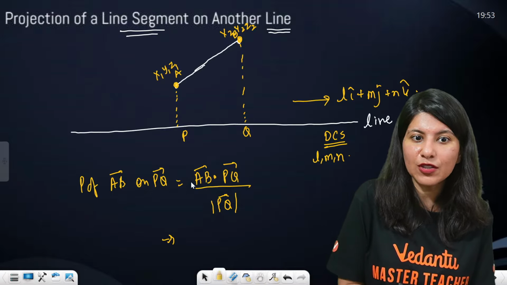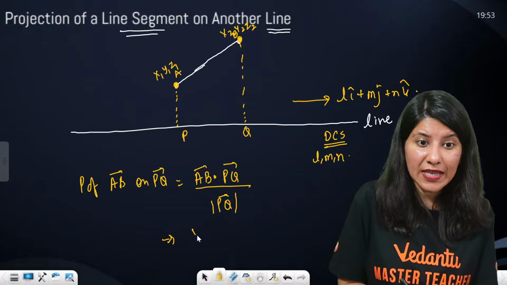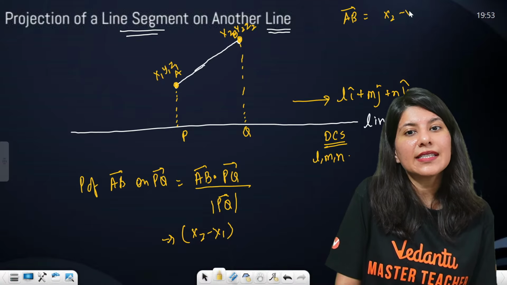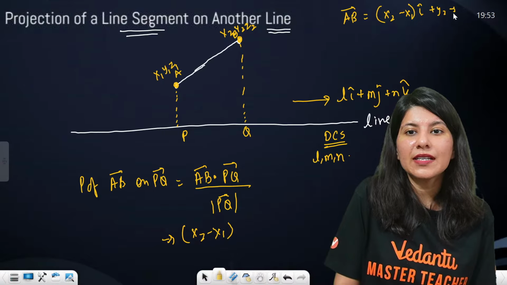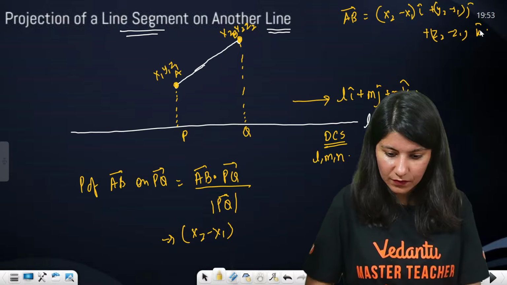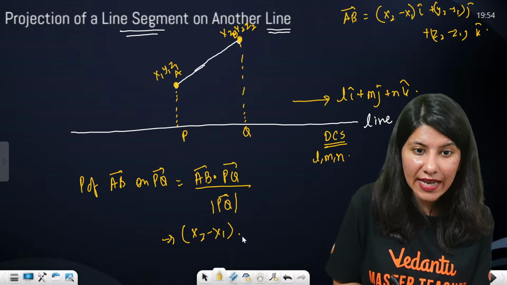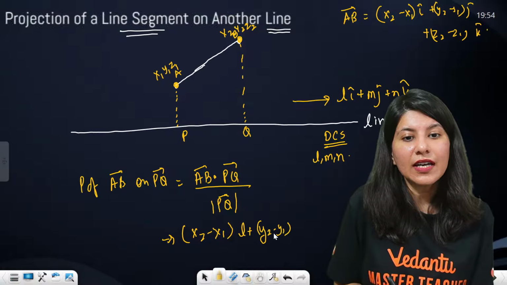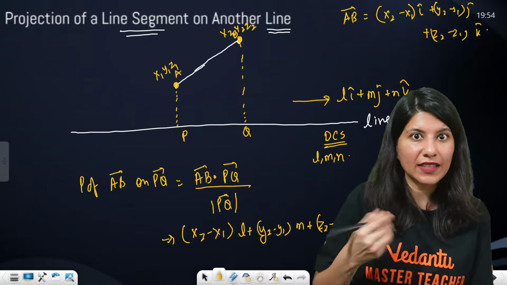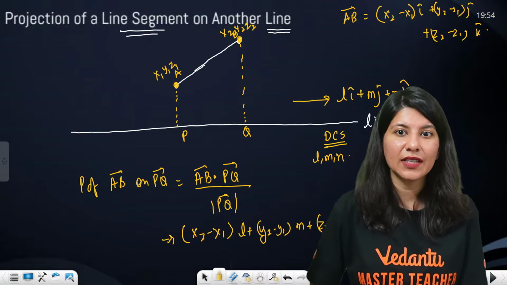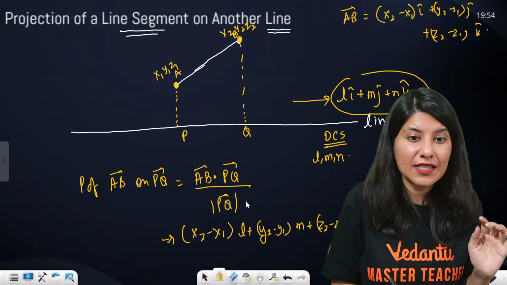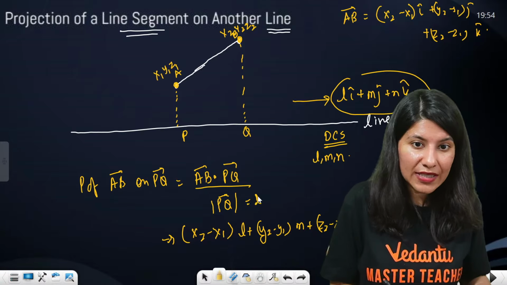Correct? So we need to have a dot product between AB and PQ. AB vector is x2 minus x1 i cap plus y2 minus y1 j cap plus z2 minus z1 k cap. So the dot product is (x2 minus x1)L plus (y2 minus y1)M plus (z2 minus z1)N upon the magnitude of PQ. But the magnitude of this vector is 1, so we don't need it, this is already 1. That's why this will be your formula.